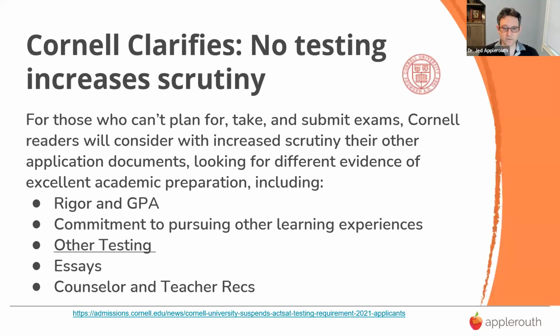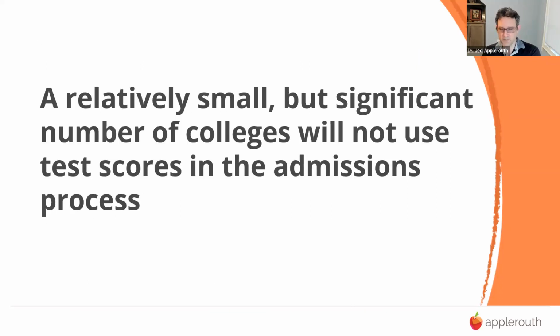Cornell was very clear when they first announced they were going optional, that if you don't have test scores, we're going to look at other pieces with more scrutiny. And your GPA, your rigor, other testing, these all become more important in the absence of that standardized test score, which makes sense. And so there are schools who are test blind.